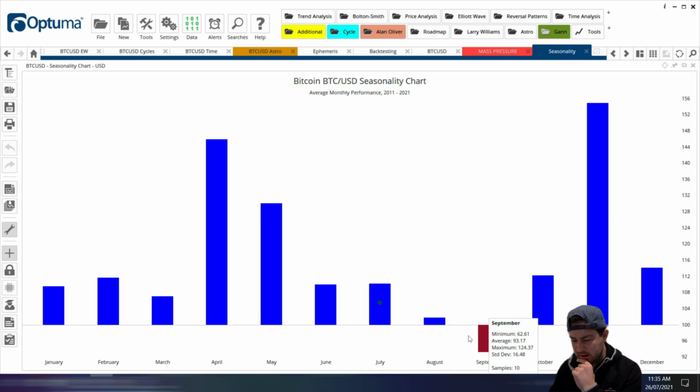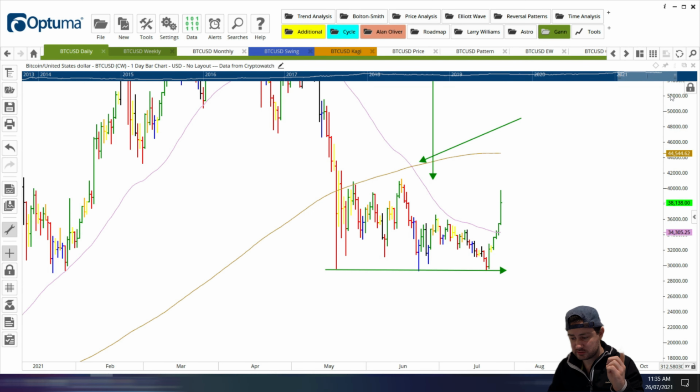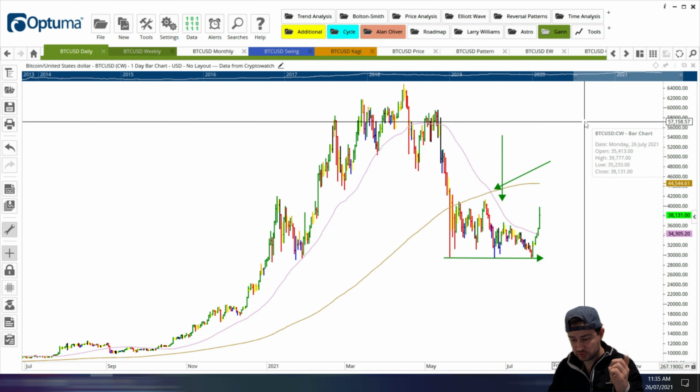This is another reason why I think that there could be a potential final low before the next rally. So August and September are typically bearish months over the last 10 years. So we need to take into consideration everything from price to cycles to seasonality and sort of build our own picture, so to speak. So that's the final thing that I wanted to talk about. With that said, that's really all I have for you.